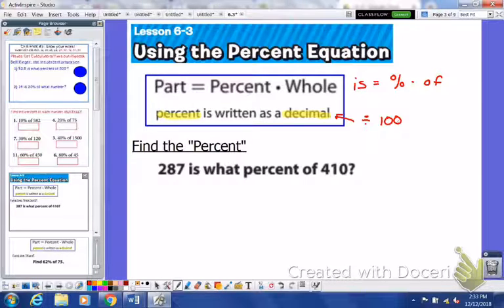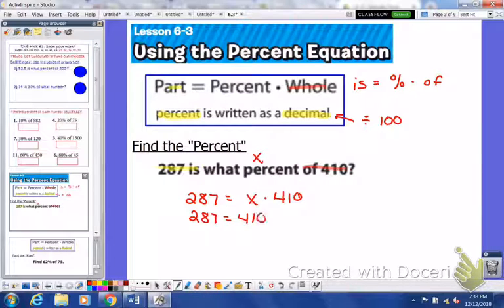So example 1, 287 is what percent of 410? I'm looking for my percent. That's my variable. My is my part, and then my of 410, there's my whole. So if we write out our equation, my part, 287, is what percent, my percent is my variable, of 410. And then if you wanted, you could rewrite it as 287 equals 410x.